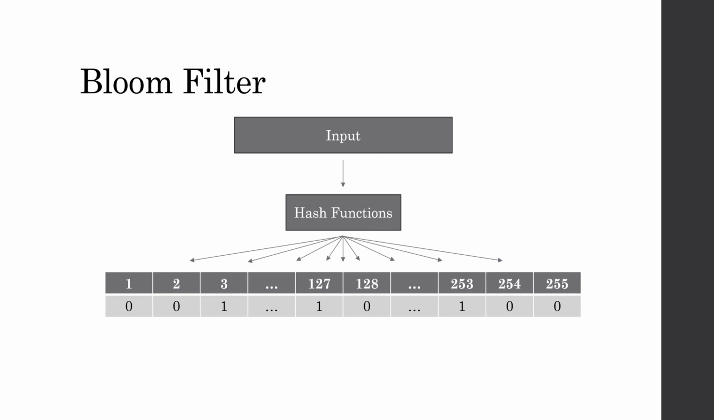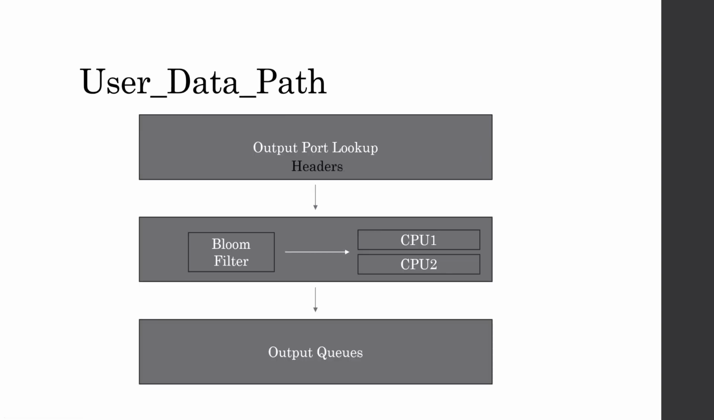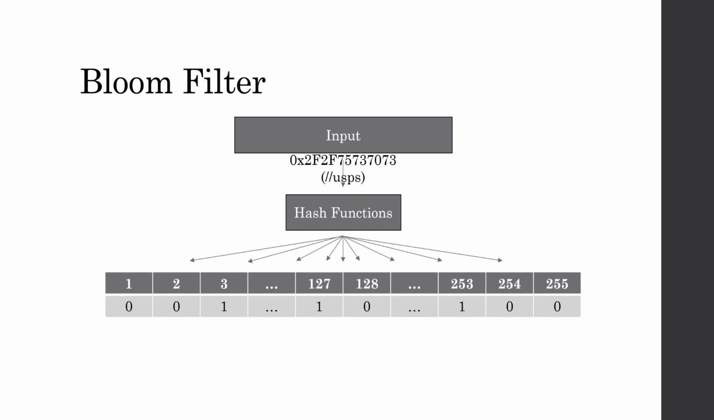Like here, it will renew the table, like entries 3, 127, and 253 got raised to 1. And then when a real packet arrives, the headers will first go into the Bloom filter and pass to the CPUs. Like the pattern we set has arrived, it will first go into the Bloom filter. In the Bloom filter, it will go through the same hash functions and have the same result as the preset pattern. So like the red ones, it's all matched.